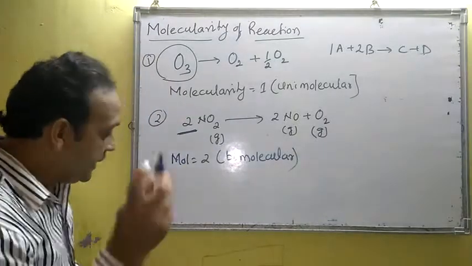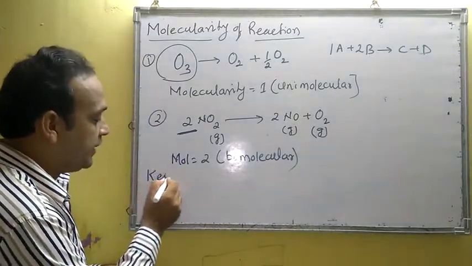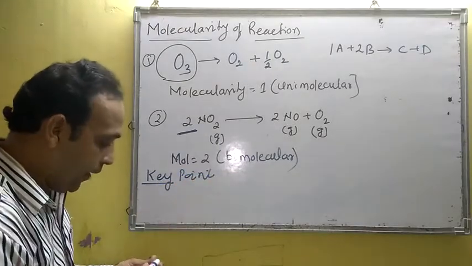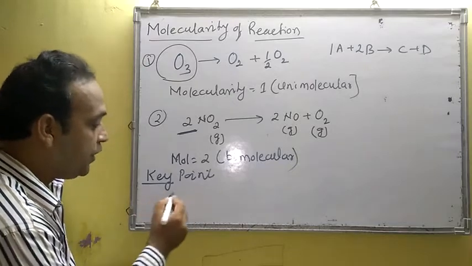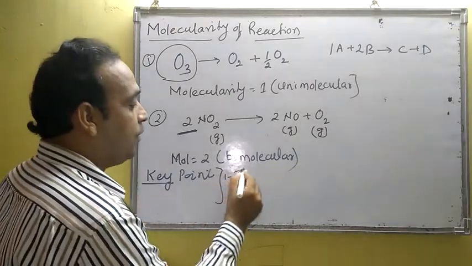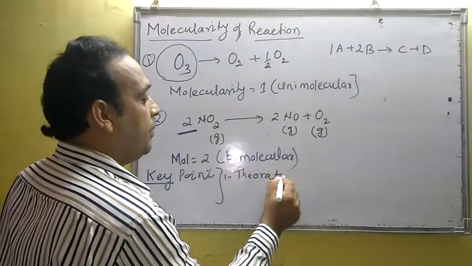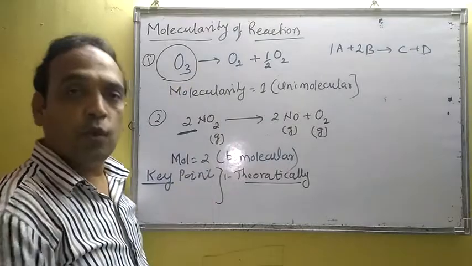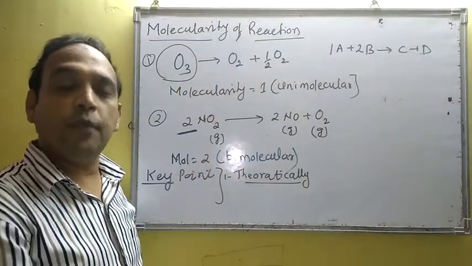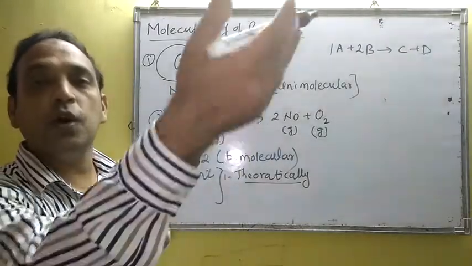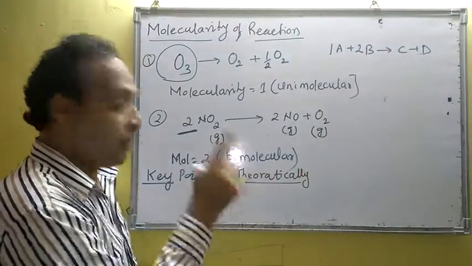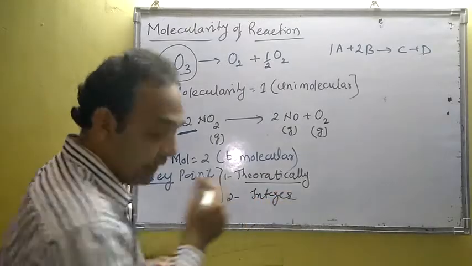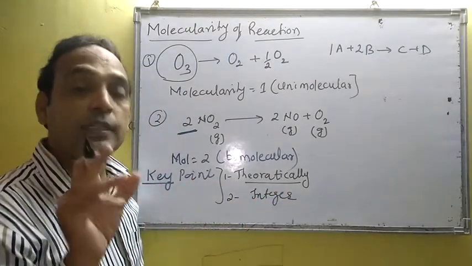Now what are the key points of molecularity of reaction? क्या आएंगे key points of molecularity of reaction? So the first point in the key points: molecularity of reaction is calculated theoretically. मैं just count करूंगा कितने reactants हैं, उस पर से मैं define करूंगा. Molecularity is 1, 2 और 3. It is calculated theoretically. Molecularity is always an integer, मतलब whole number.